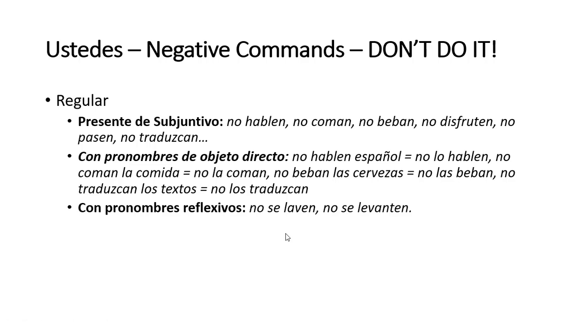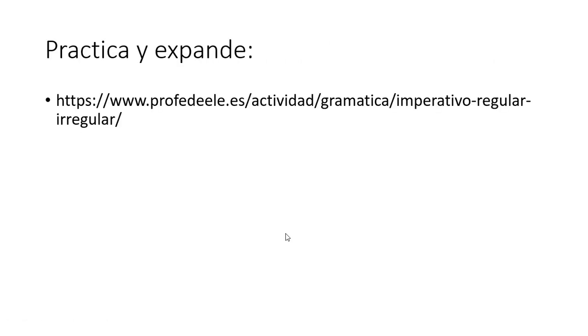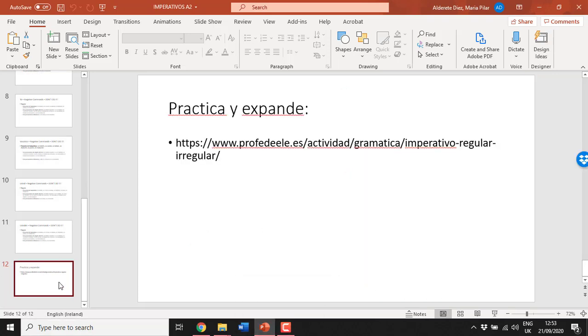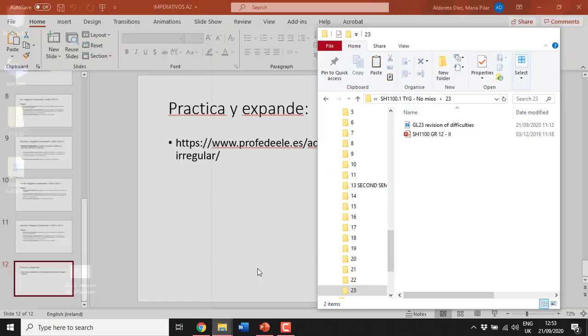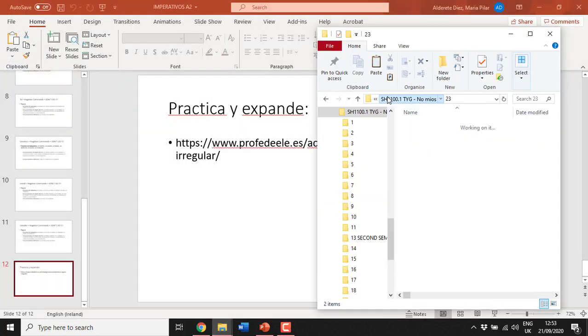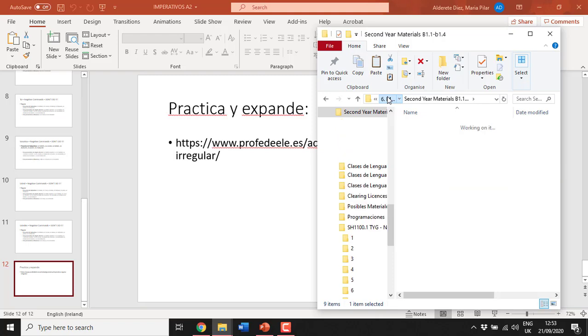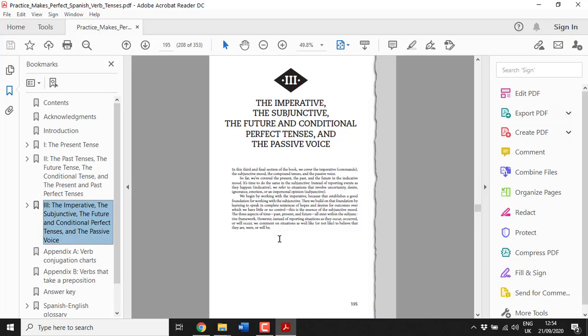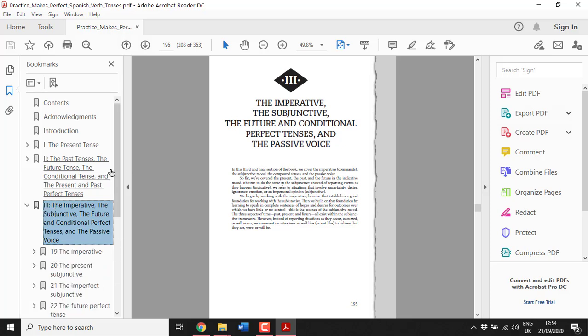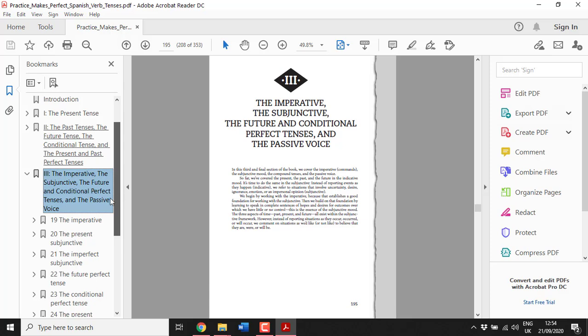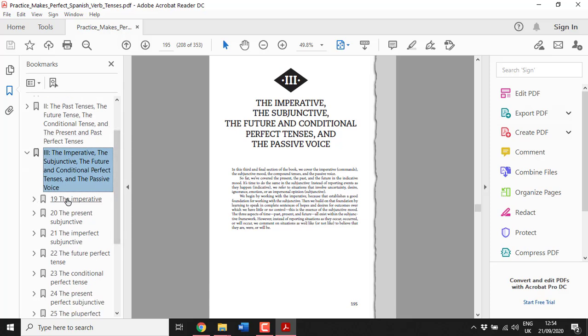Where do we practice this? In 2 places. You can go to the same website that we sent you to in the first semester, which you have right there, or you can access your book, the book that we call Practice Makes Perfect, to the third part called the imperative, the subjunctive, the future, etc. And you can go to chapter 19.